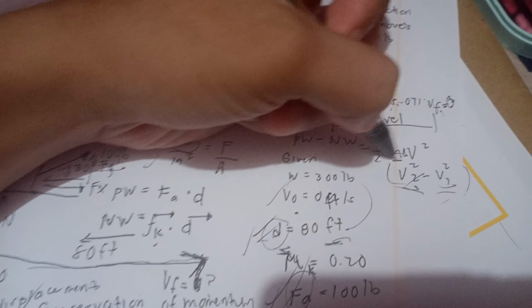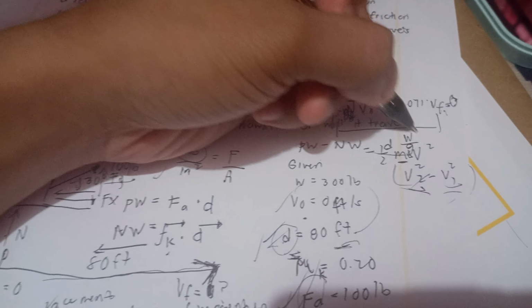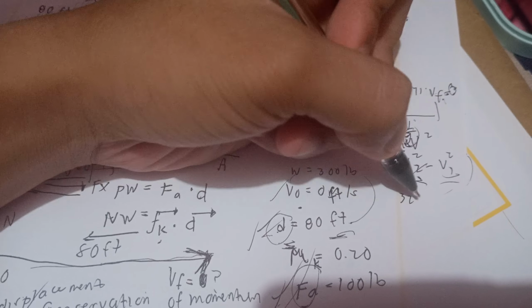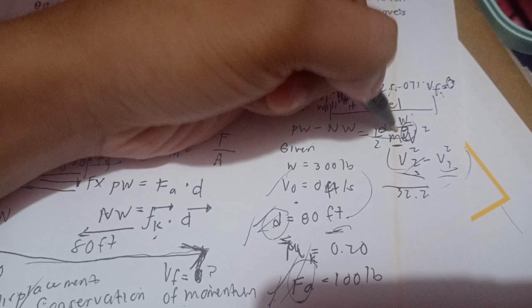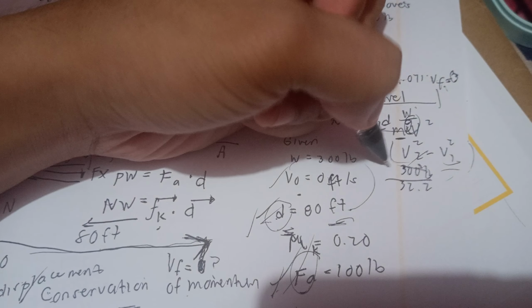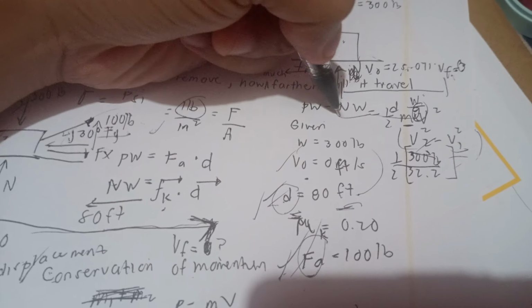So, pagdating naman sa mass, given pa rin, same pa rin siya. So, magiging weight over g. Anong gagamitin natin sa g? That's 32.2, same pa rin. Yung weight, that's 300 pounds. So, yan, 1/2. Ngayon, paano naman dito?